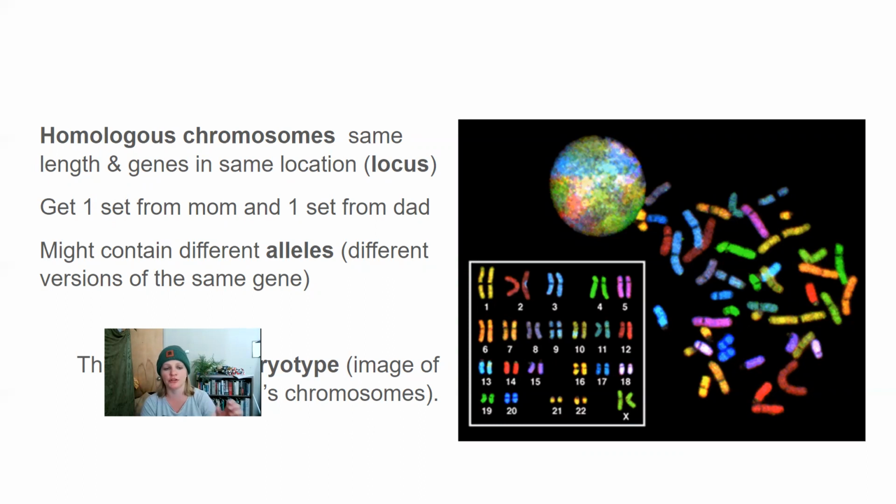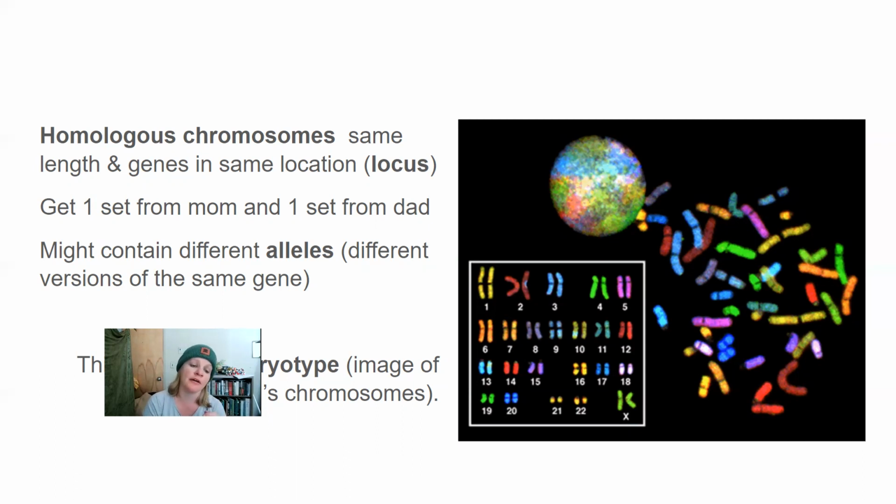When we're talking about where genes are located on the chromosome, we call that a locus. Because it's location, so it's a locus. So we get one set of our chromosomes from mom, one set from dad, and those chromosomes might contain different alleles. Now, an allele is a gene alternative.